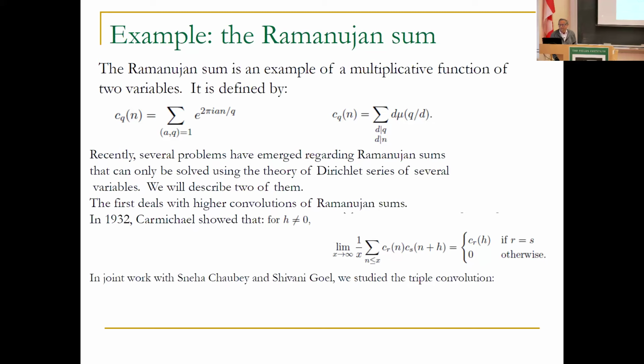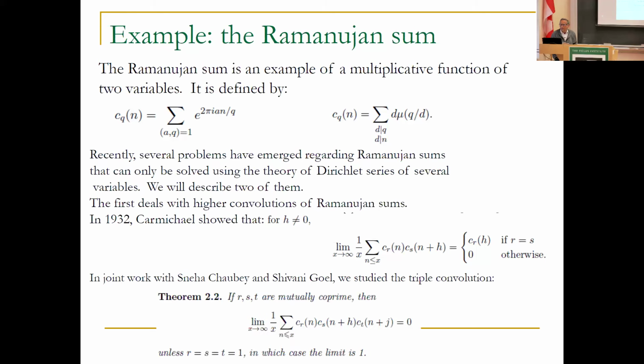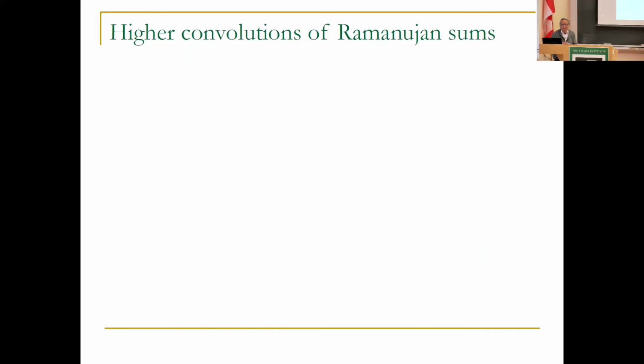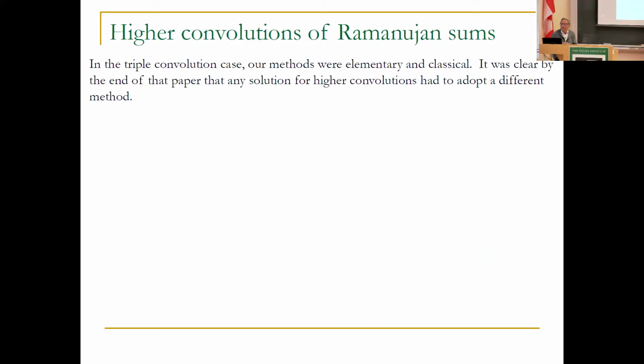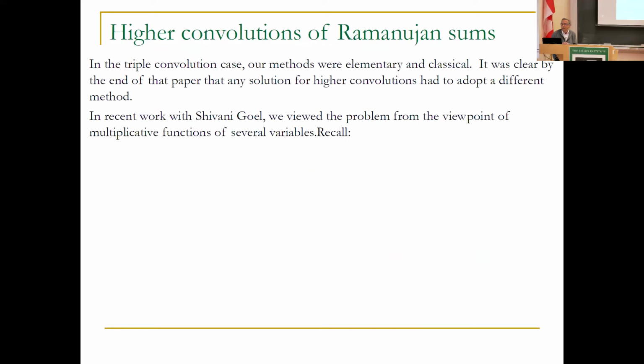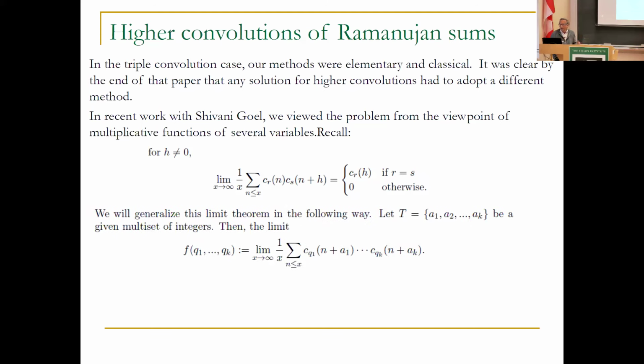And this enables you to come up with a theory of what we would now call the Ramanujan Fourier expansions of arithmetical functions. So in joint work with Sneha Chobe and Shivani Goel, we started studying triple convolutions of these Ramanujan sums and proved some sort of orthogonality principles for triple convolutions. And then, of course, now the natural question is for these higher convolutions. And it turns out you really have to get your hands dirty and look at multiplicative functions of several variables. So in trying to understand these higher convolutions, in recent work with Shivani Goel, we actually proved something a little bit stronger.